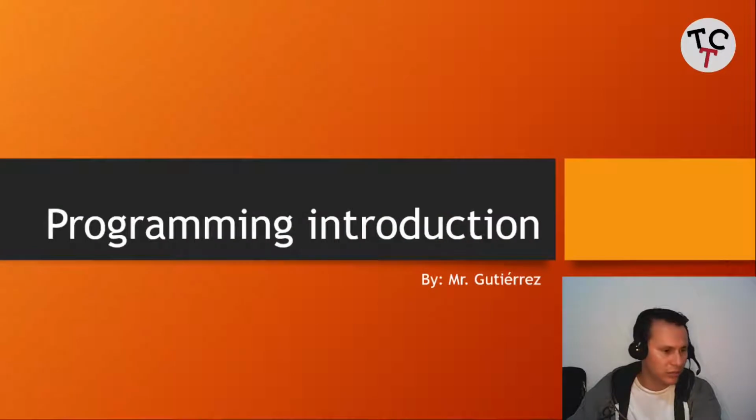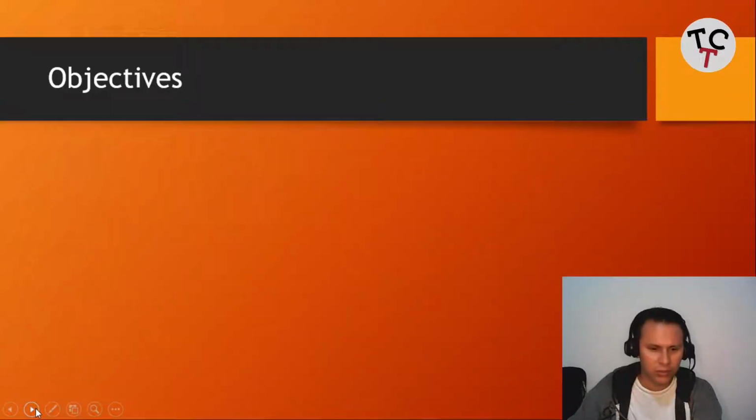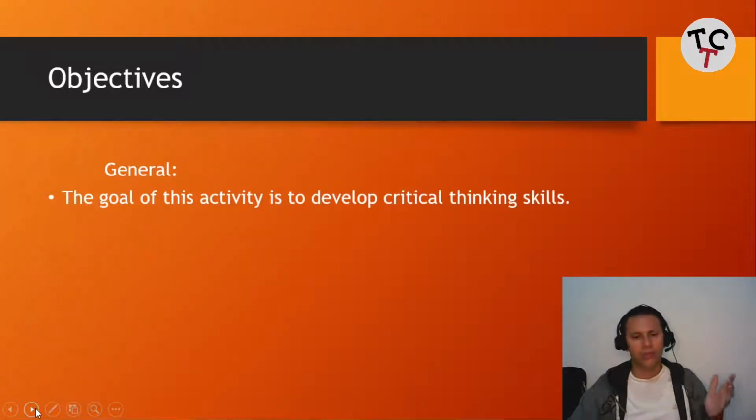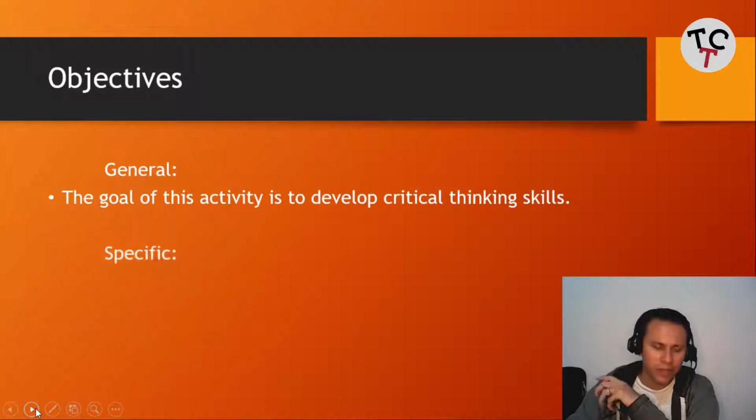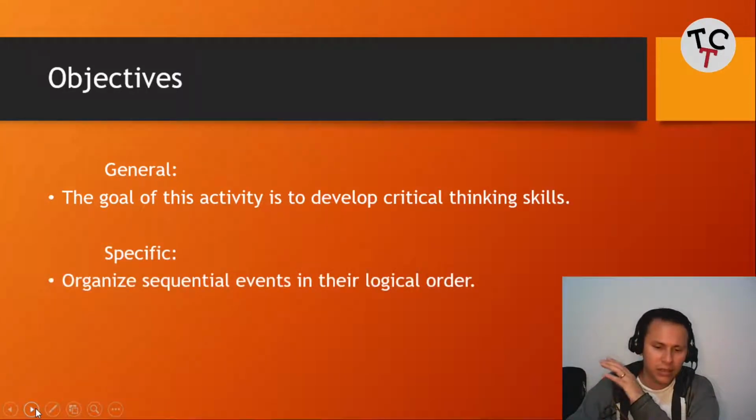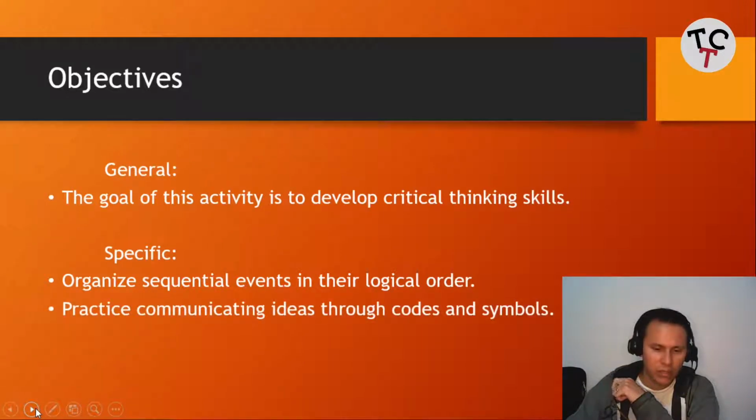So today we're gonna see an activity about programming introduction. We're gonna do some examples. We're gonna start by knowing the objectives of this activity. So the goal of this activity is to develop critical thinking skills and organize sequential events in their logical order. Practice communicating ideas through codes and symbols.